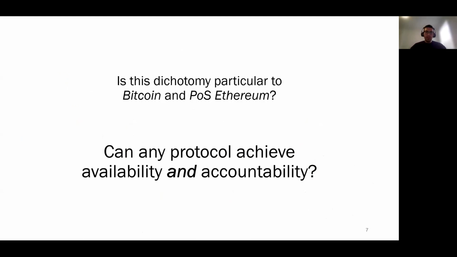Now, is this dichotomy particular to Bitcoin and proof-of-stake Ethereum? Is it true that no protocol can provide both properties simultaneously, or is there any protocol that can achieve both of them at the same time? Unfortunately, the answer to this question is no, as stated by the availability accountability dilemma.